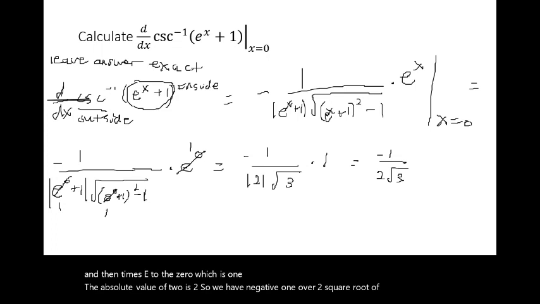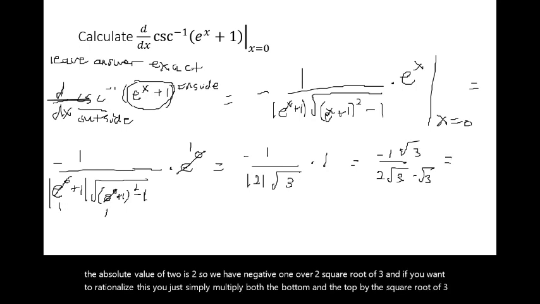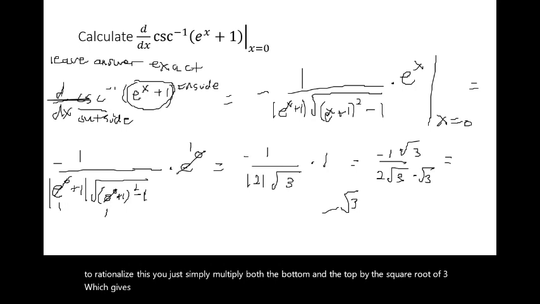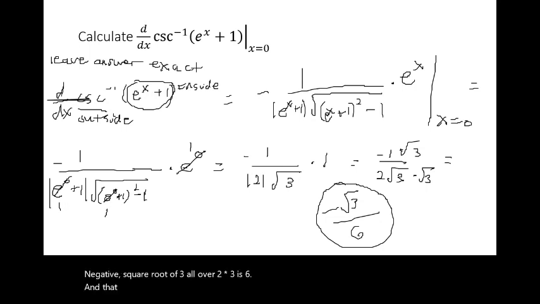And if you want to rationalize this, you just simply multiply both the bottom and the top by the square root of 3, which gives you negative square root of 3 all over 2 times 3 is 6. And then that is going to be your final, fully simplified, exact answer.